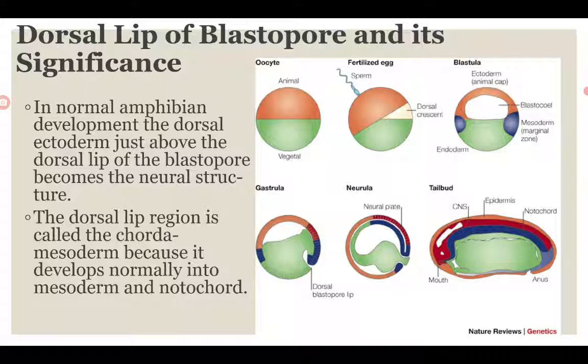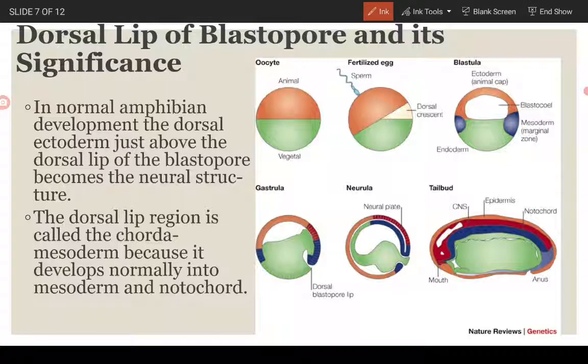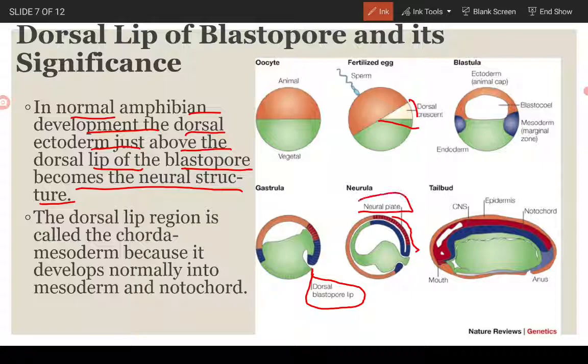So, the dorsal lip of the blastopore and its significance. Let's see. In normal amphibian development, the dorsal ectoderm just above the dorsal lip of the blastopore becomes the neural structure. If this is the dorsal crescent, or gray crescent, as you call it, this is the gray crescent area. So the part just above the dorsal blastopore lip after invagination, this red area, forms the neural plate, right?